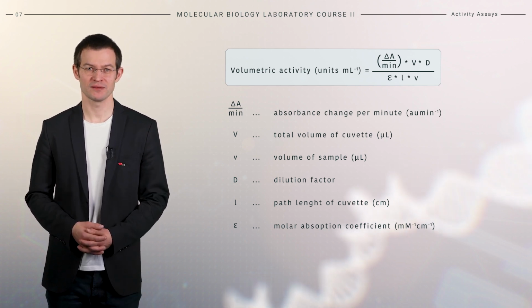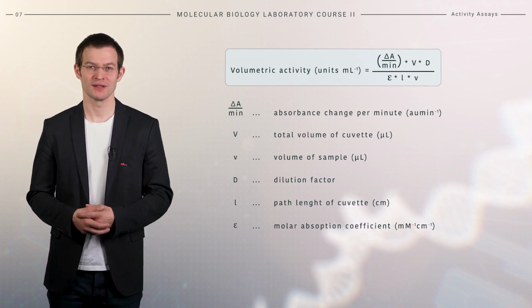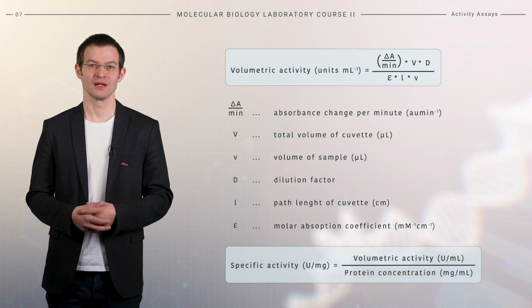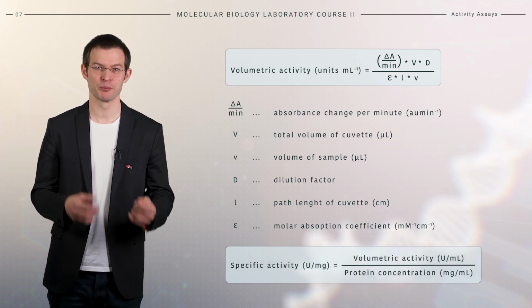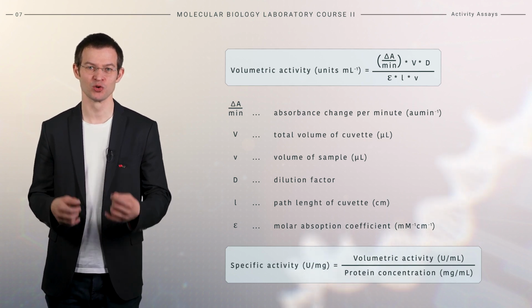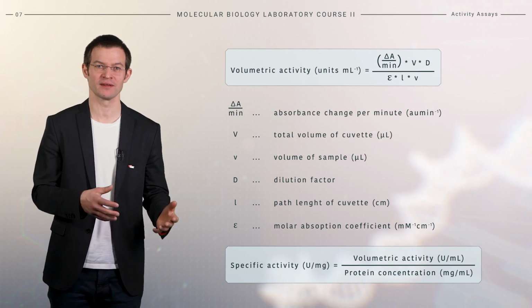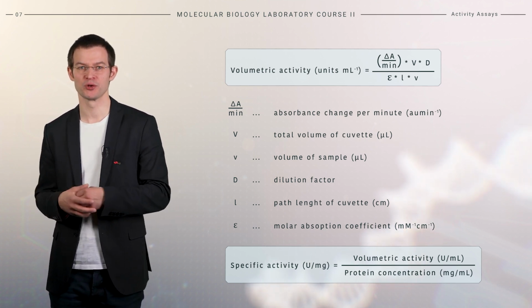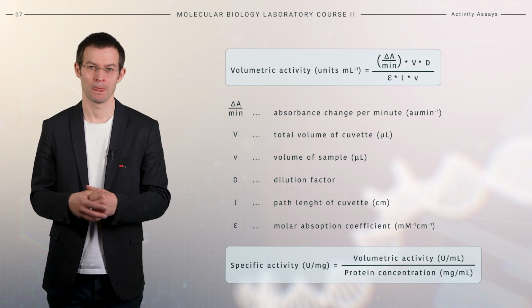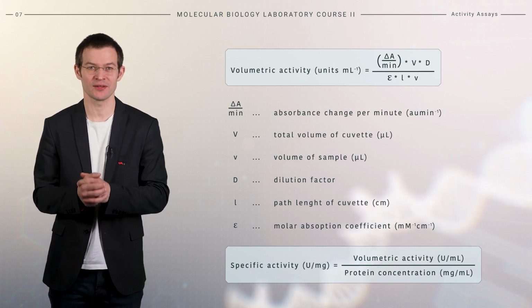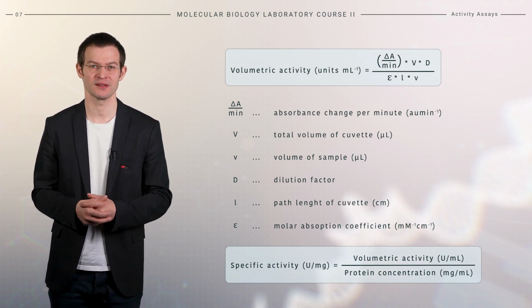Another important parameter used to describe enzyme activity is the specific activity. This represents the enzyme activity per milligram of protein, expressed in units per milligram. Specific activity is calculated by dividing the volumetric activity by the protein concentration of the sample. The specific activity is an indicator of the purity and efficiency of an enzyme.